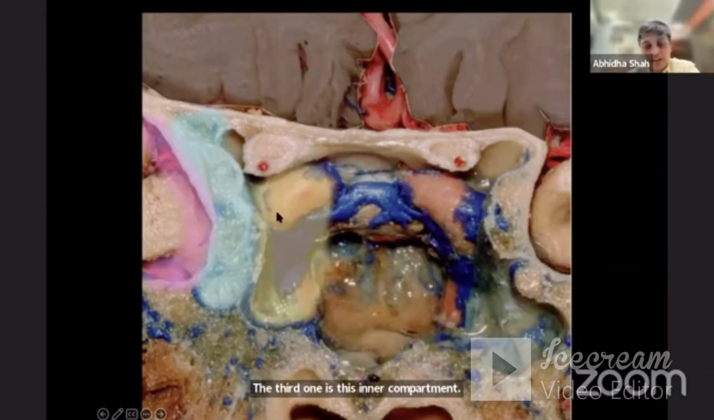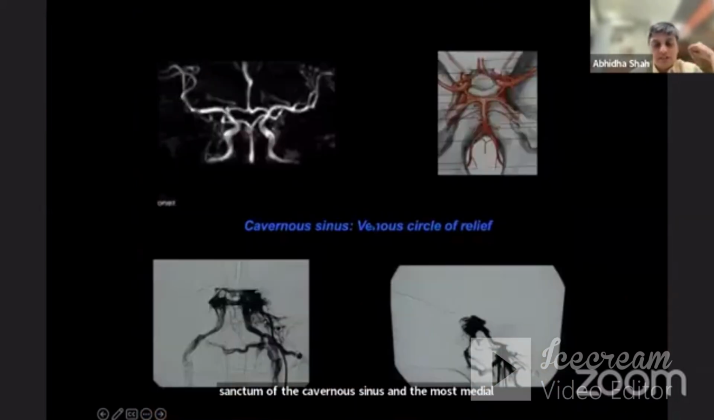And there are pathologies that are present in this inner part of the cavernous sinus, which we will discuss as the presentation goes. So this is the inner sanctum of the cavernous sinus, and the most medial relation of the cavernous sinus, of course, is the pituitary gland within the sella.